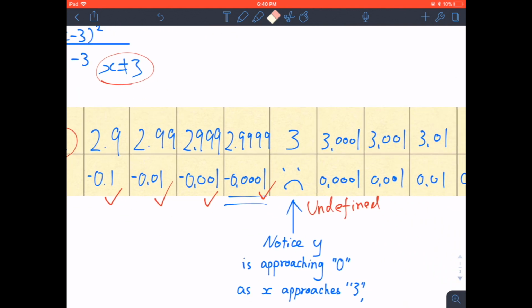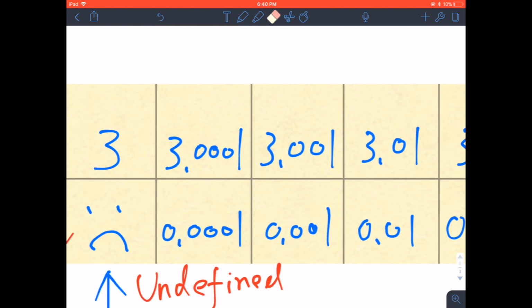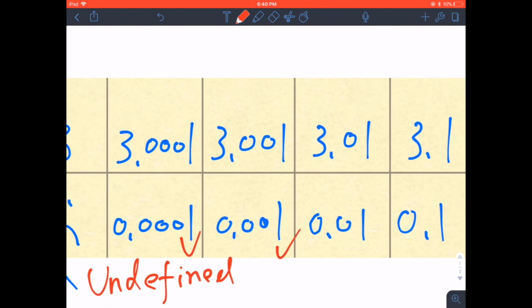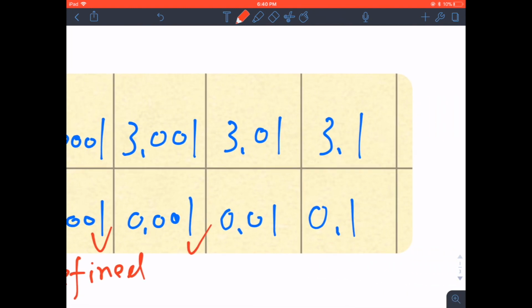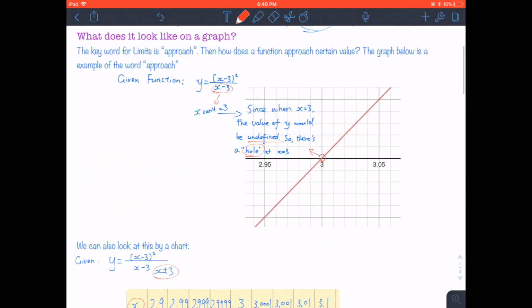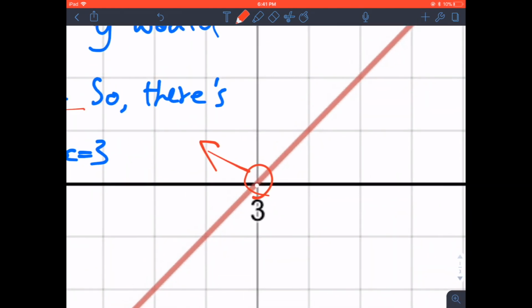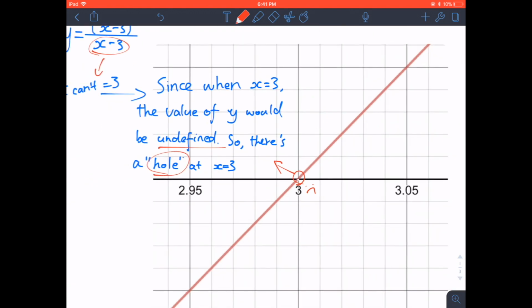After that, if we take a closer look here, we can see that after x equals 3, when it gets to 3.0001, it's okay. The next one is okay as well. It's just getting more precise. So all in all, we get back to this graph, and we can see that the blank is right there at x equals 3 because it's undefined.